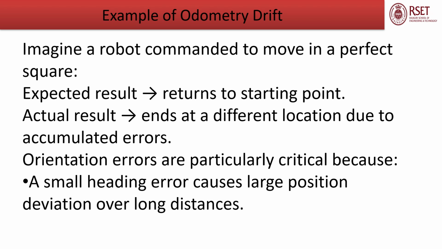These examples clearly demonstrate that orientation error has a multiplicative impact on position accuracy. So drift is not just a theoretical concept, it is observable in simple experiments. This is why external correction mechanisms are essential.